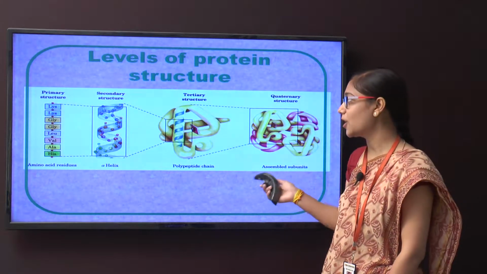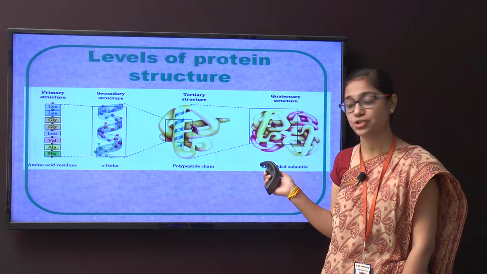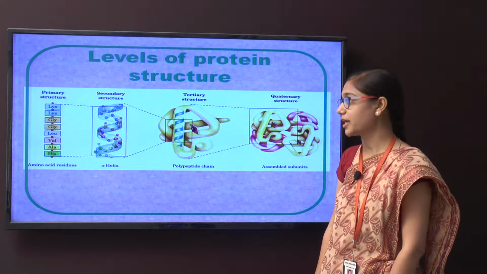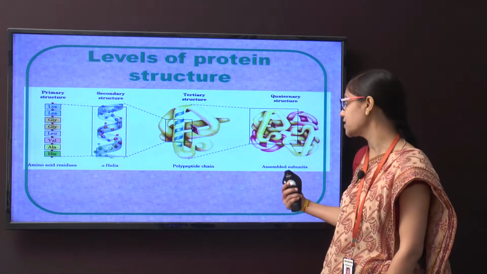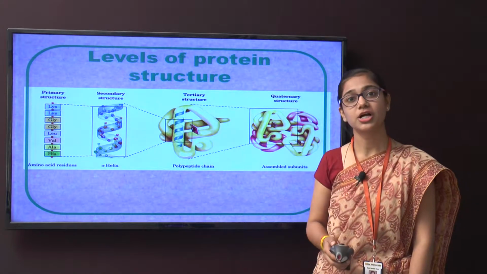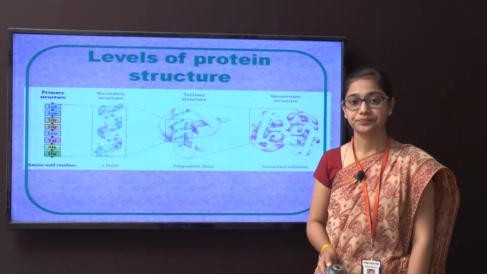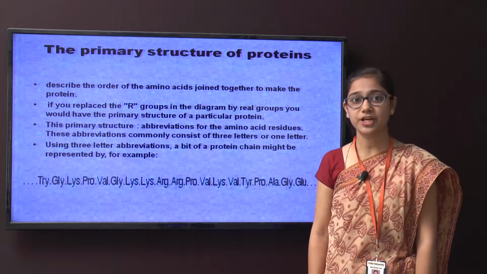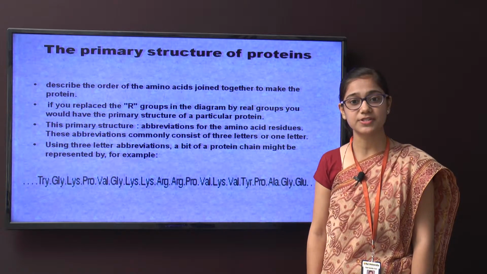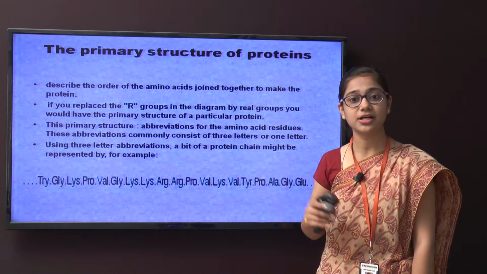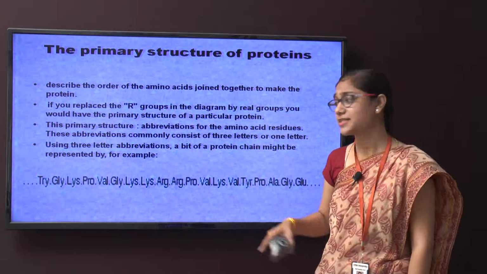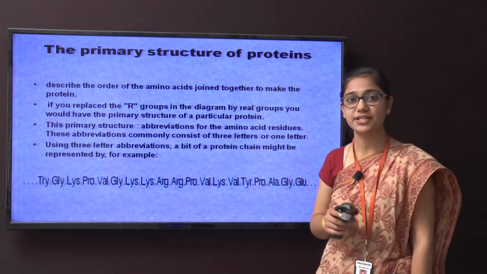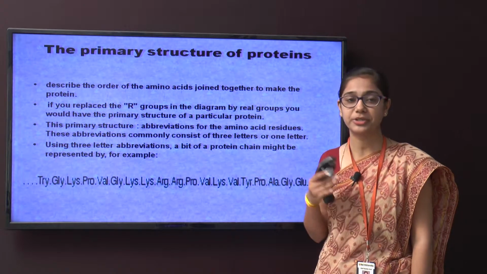This is the level of protein structure: first the amino acid sequence, then the secondary structure, tertiary structure, and this is the quaternary structure of protein. First, the primary structure of protein describes the order of the amino acid sequence that is joined together in a large sequence. You can see the figure here. There is a large amino acid sequence that makes the protein.